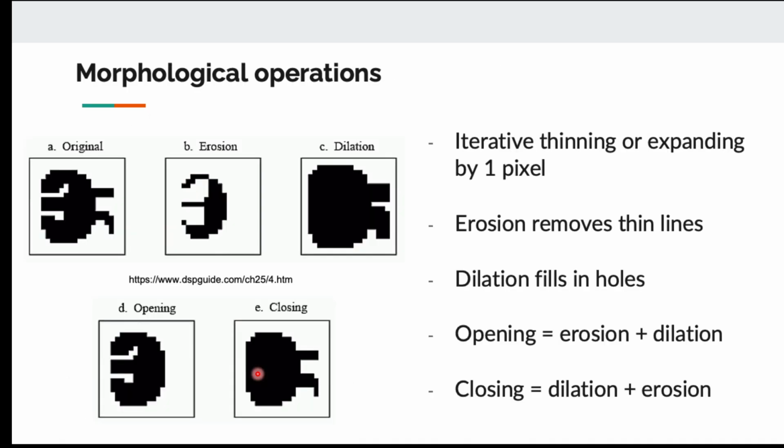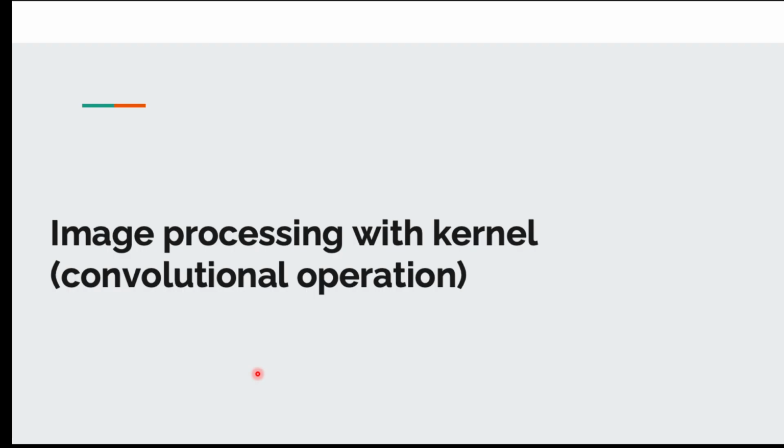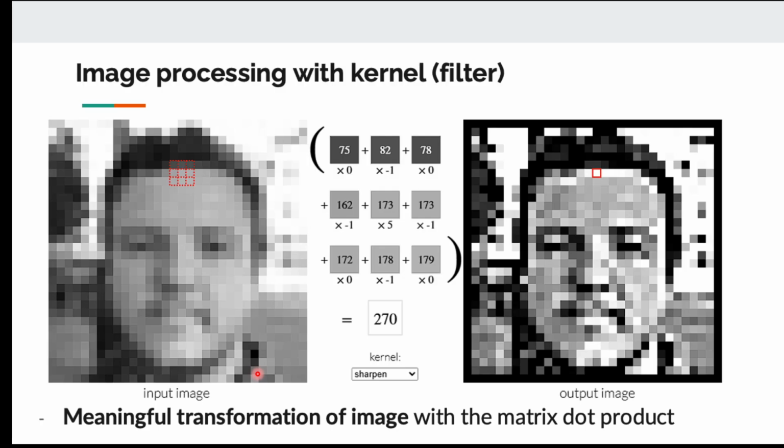So the next part is also image processing, but a more, let's say, modern way of image processing, and that's image processing with kernels. We're going to talk about what a kernel is, and nowadays these are also called convolutional operations. So when you hear about convolutional neural networks, these are the operations that happen underneath. Okay, so let's look at what this technique is. Let's look at some simple examples.